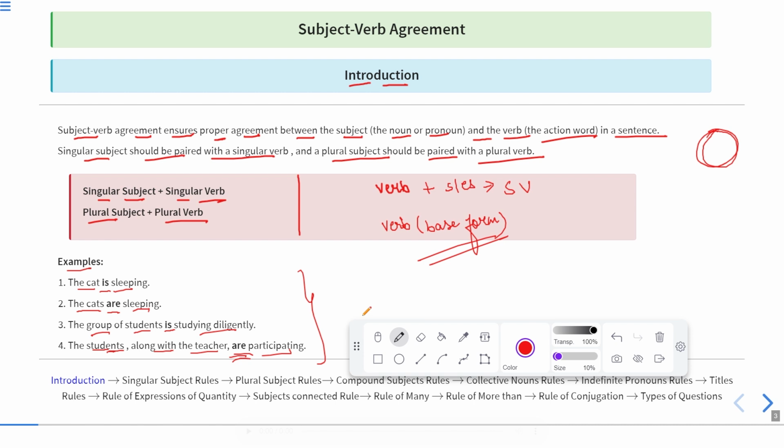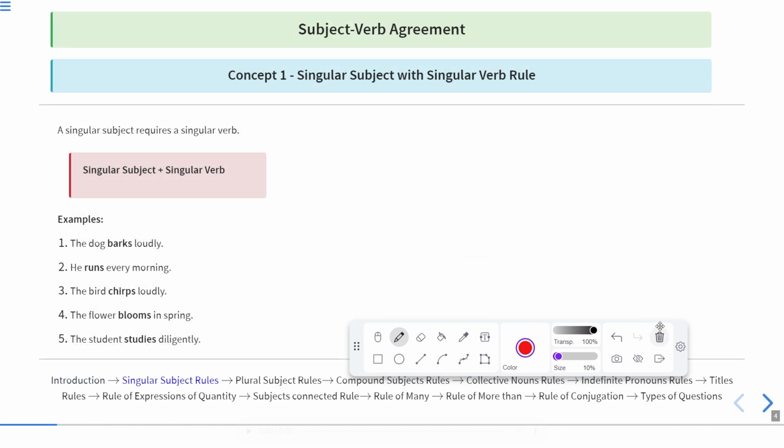So let us proceed now. This is concept number 1, which is the singular subject with singular verb rule. Now we know well a singular subject requires a singular verb. So whenever we have a singular subject, it should be followed by the singular form of verb. Now what is a singular subject? Singular subject means a singular noun or pronoun. If we talk about gerunds as well, they are also singular subjects, as a gerund is part of a noun. So when we have a singular noun or pronoun, it should be followed by the singular form of verb.